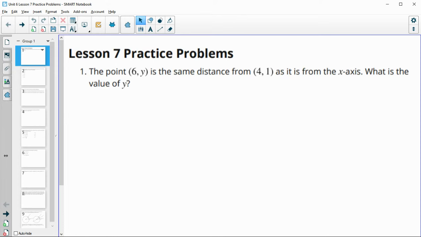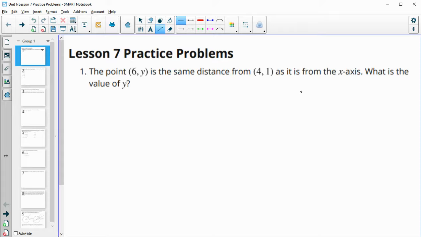Let's take a look at doing the practice problems from Unit 6, Lesson 7. So this one asks about a point. It says point (6, y) is the same distance from (4, 1) as it is from the x-axis. What's the value of y?